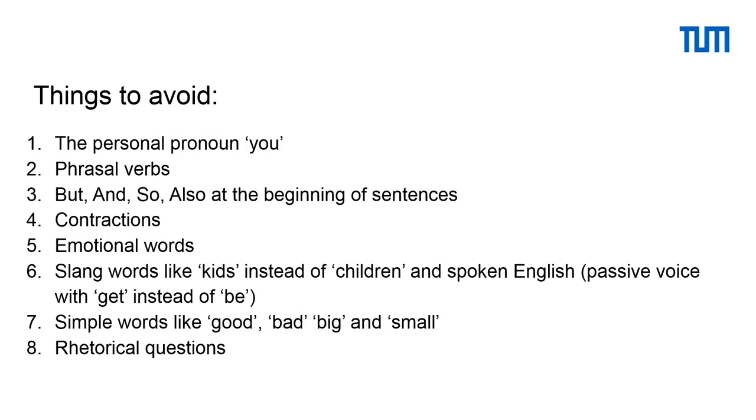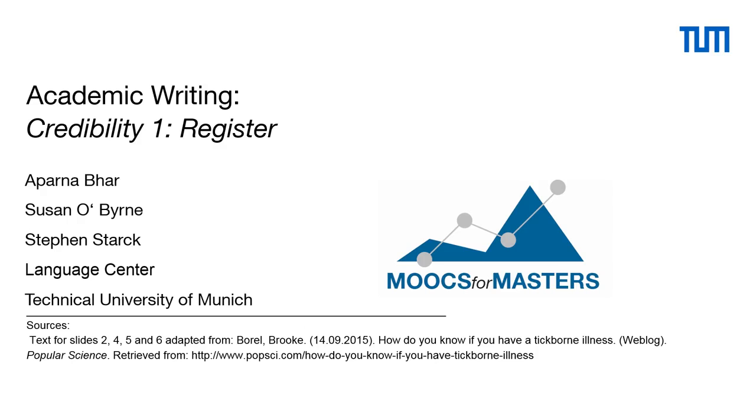So, here is a summary of the kind of language we have discussed today that academic texts should avoid. Too many informal formulations will negatively affect the credibility of your text. The audience may not take your work seriously. Therefore, maintaining a formal tone is important in academic writing.